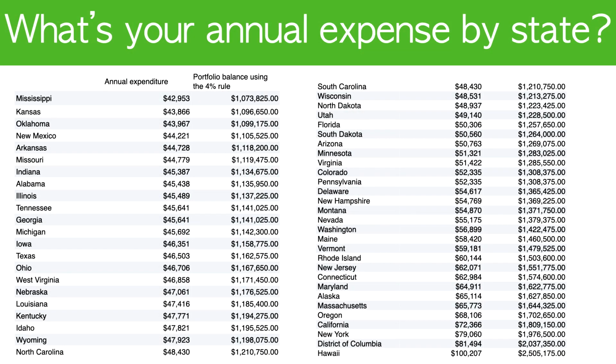If you are looking at this chart, you can actually pause this video, change it to high definition, and look at your own states. I'm just going to highlight a couple of states here. It is sorted, so the lowest annual expenditure to retire is Mississippi. Congratulations, my subscribers who are living in Mississippi, Kansas, Oklahoma, New Mexico. These are the states that have the lowest annual expenditure, and your portfolio balance just needs to be around 1 million to 1.1 million in order for you to retire.